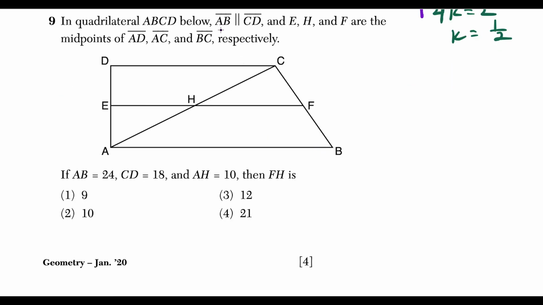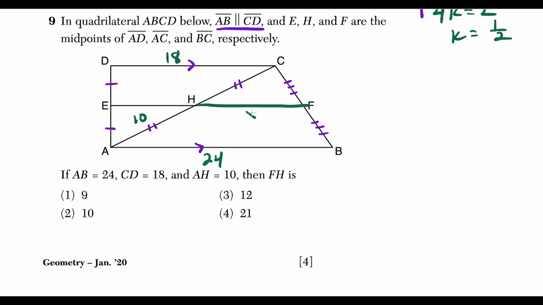So for question 9 here, we have AB is parallel to CD. So these two sides are parallel. And then we have E, H, and F are midpoints of AD, and I'll label it like this. H is the midpoint of AC, and point F is the midpoint of BC. I'm just throwing in these tick marks here to show which sides are the same measure. And then we have AB is 24 units long, CD is 18 units long, and AH is 10 units long. So we want to find the length of segment FH.